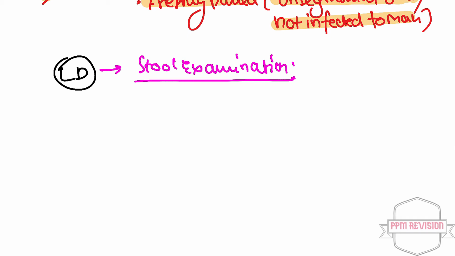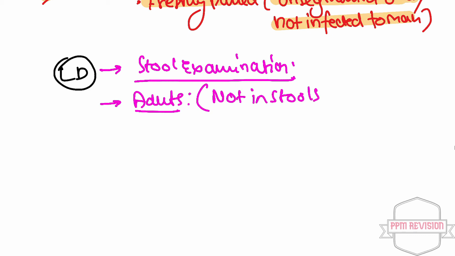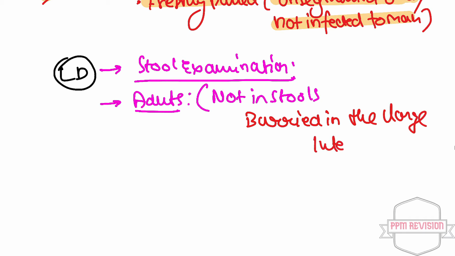And also it is adult worms. We need to know that it is not found mainly in stools. Majority are not found in stools, and they are buried in the large intestine. This is an important point. This needs to be known.